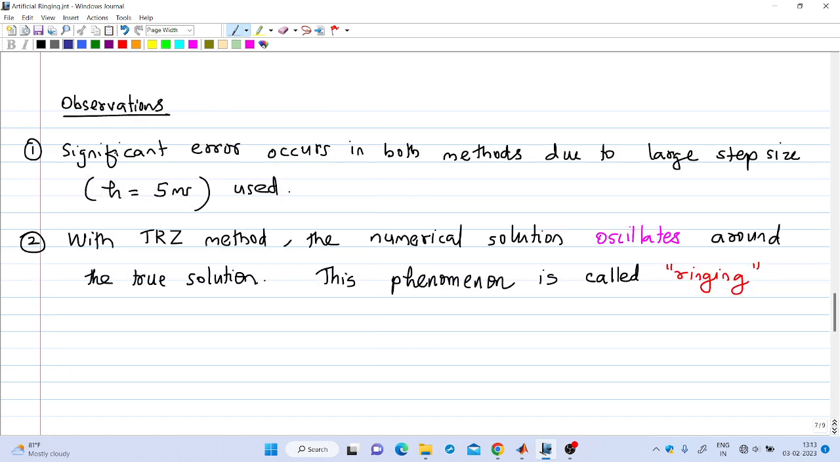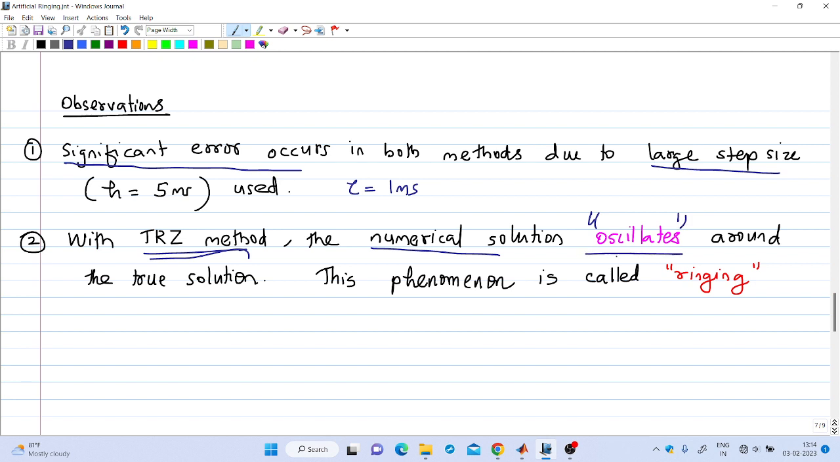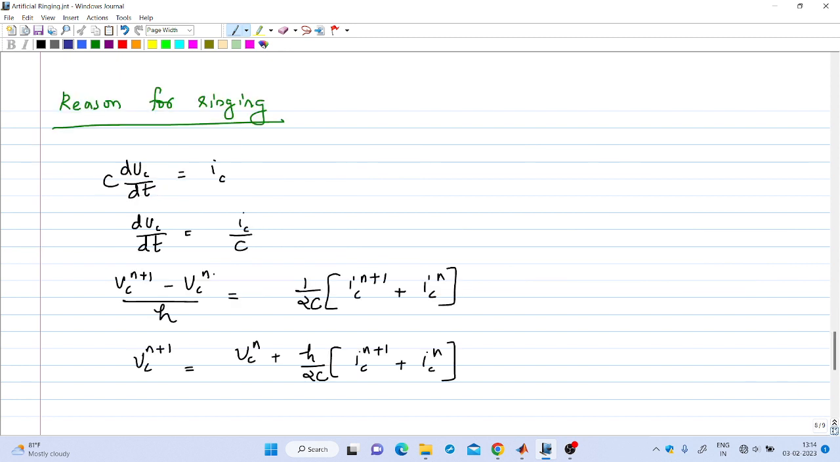So the observations are that there is significant error in both methods due to the large step size used compared to the time constant of the circuit. Because of the large step size, there is significant error. But only in the trapezoidal method, not in the backward Euler method, the numerical solution oscillates. It oscillates around the true solution. So this oscillation is called ringing. So now let us see what is the reason for this ringing.